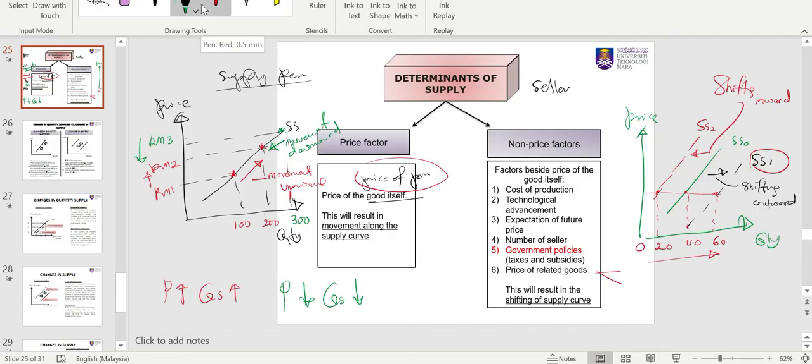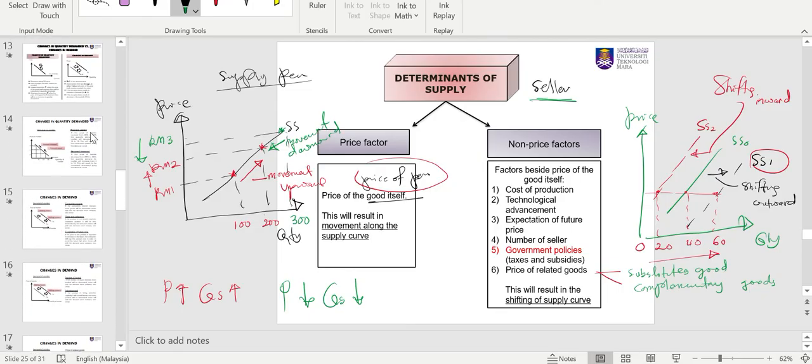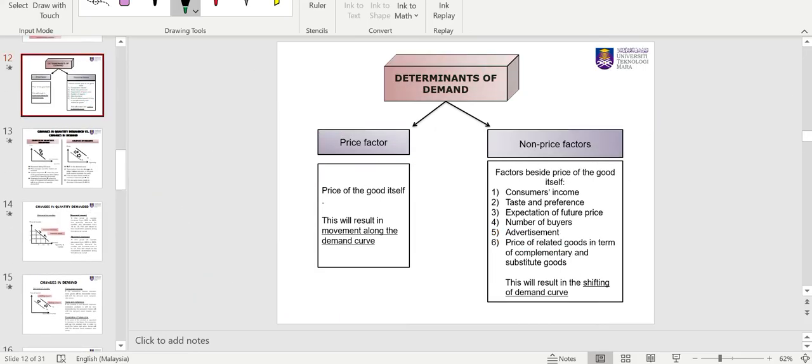Ada dua, which is substitute goods, and second one adalah complementary goods. Okay, so this is the determinants of a seller that change the supply curve, so it relates to the seller. So it's not the same. Dekat buyer, determinant of demand kita, we go back there. This is the determinant of demand.